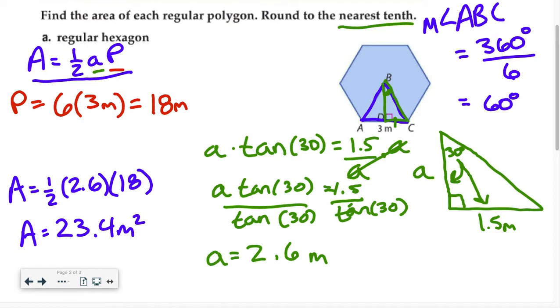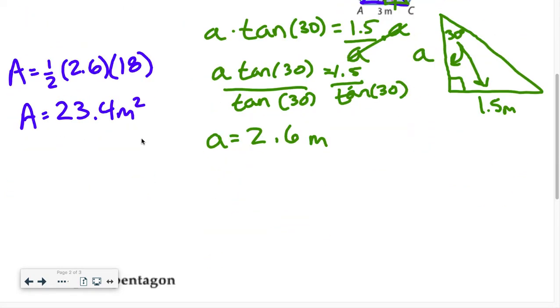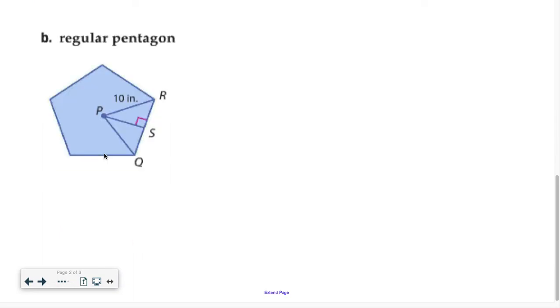So that's a regular hexagon. This next example we're going to look at is a regular pentagon. I'm going to use the same principles here. All right. We see our triangle set up similar. Instead of a side length, though, we are given the radius. The radius is 10 inches. So it does change the problem a little bit.